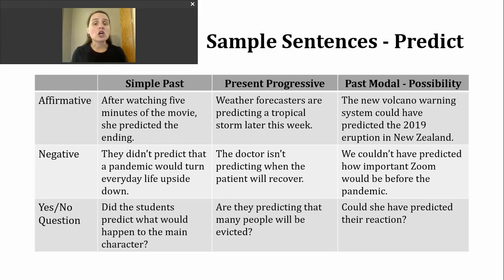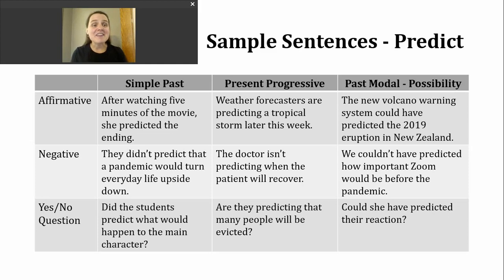Next, let's look at present progressive. And to do this, we're going to use a present form of be and then the ing form of the verb. Let's take a look at an example sentence. Weather forecasters are predicting a tropical storm later this week.